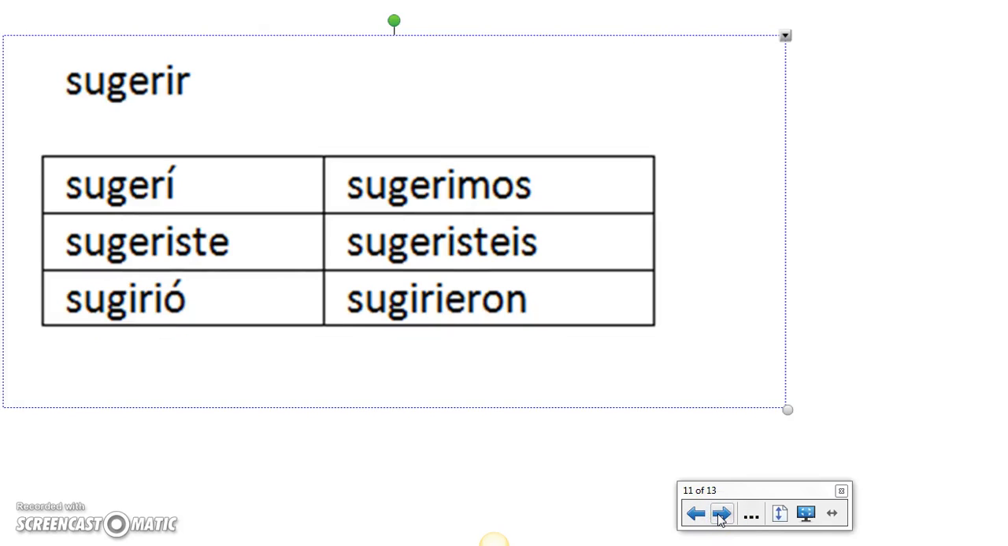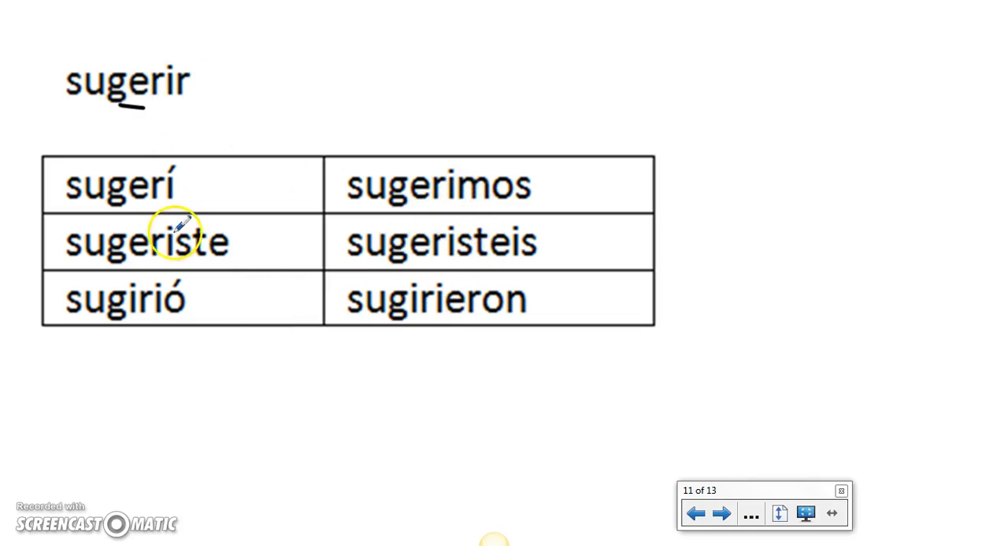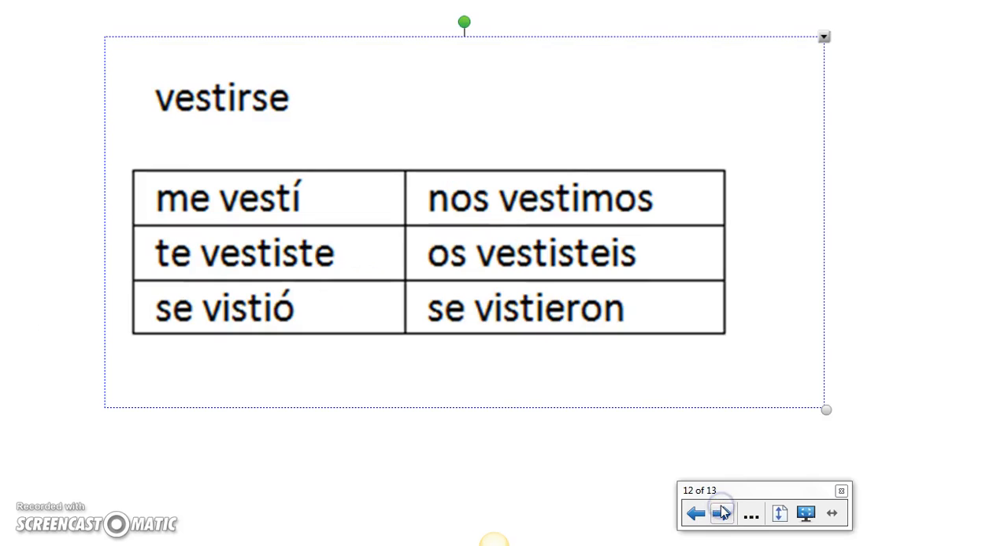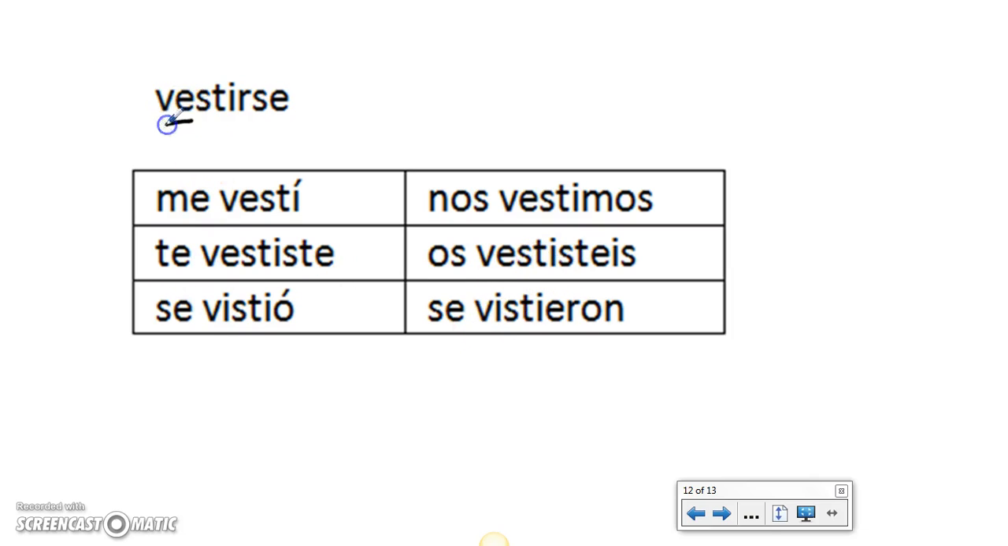Sugerir: sugerí, sugeriste, sugirió, sugerimos, sugeristes, sugirieron. The e goes to an i just in the bottom two. Y vestirse. Me vestí, te vestiste, se vistió, nos vestimos, os vestistes, se vistieron. I hope by now that you're seeing the pattern of the e going to the i just in the bottom two, in the usted, ella form and the ustedes, ellos, ellas form.